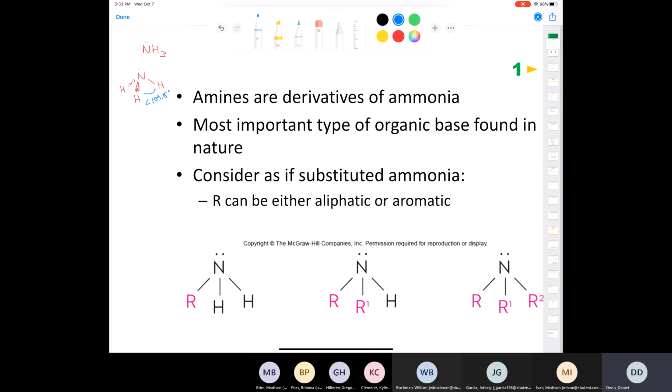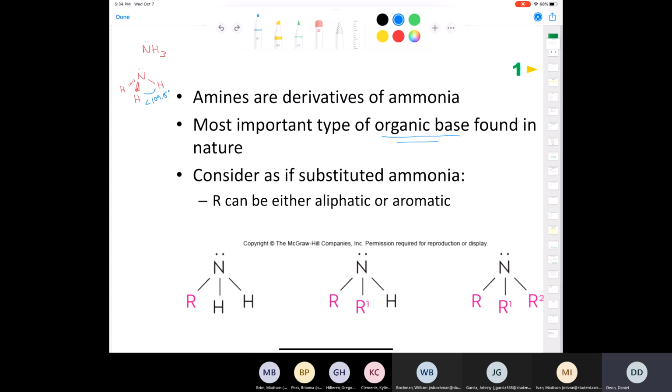The most important type of organic base found in nature: amines are bases. They're not strong bases like sodium hydroxide or potassium hydroxide, but they are weak bases, and they are bases nonetheless, organic bases. If we consider them like a substituted ammonia, the R groups that we have shown here could either be aliphatic or aromatic.